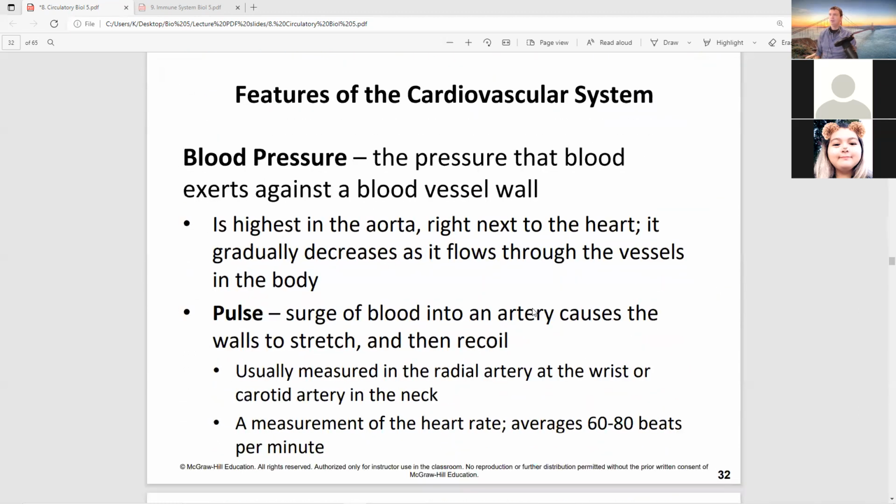So blood pressure is the pressure that blood exerts against a blood vessel wall. It's highest in the aorta, right next to the heart. It gradually decreases as it flows through the vessels in the body. And then a pulse is a surge of blood into an artery, which causes the wall to stretch and then recoil. And this is usually measured in the radial artery at the wrist or carotid artery in the neck. And the heart rate averages 60 to 80 beats per minute.